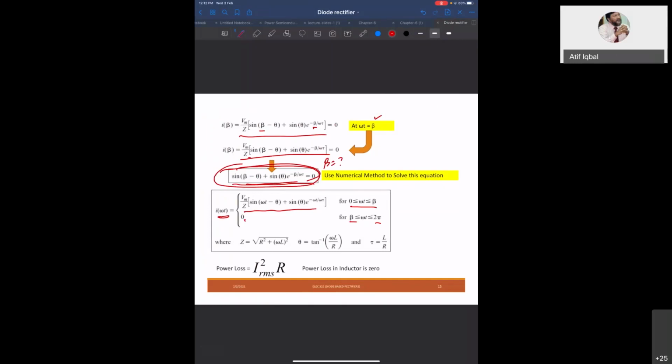Okay. So the power loss is I square into R, I square RMS into R. This is the power loss in the resistance only, because there is no power loss in the inductor. The power loss in an inductor, as you know, is 0. So there is power loss only in the resistance, so it is I square RMS into R. Now how do you get I RMS? This is your equation for the current, but it is not about the RMS.